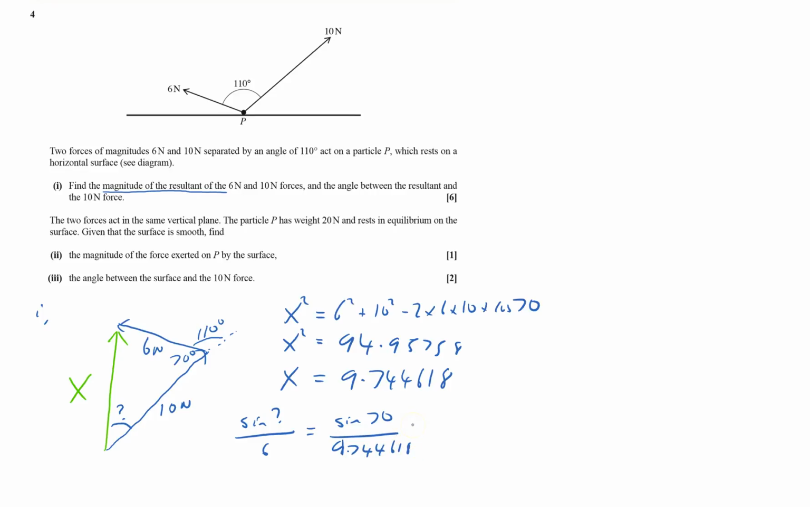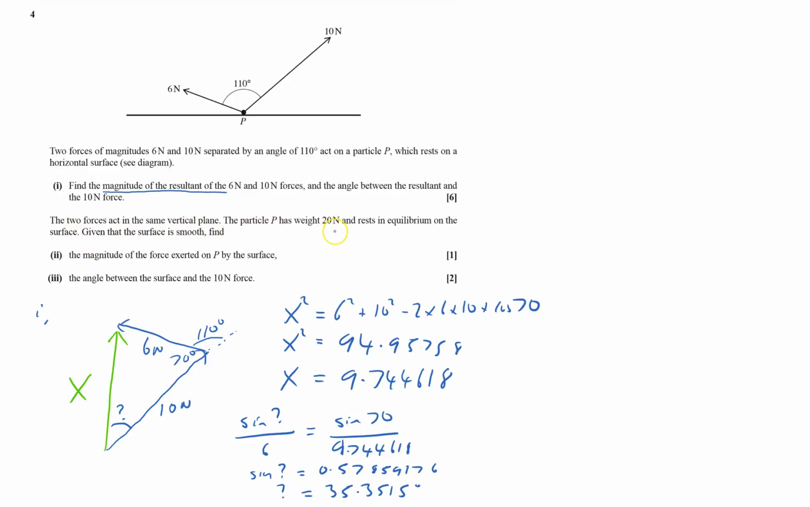9.744618. And if I times everything through by 6, that gives me sine of question mark equals 0.57859176. So the angle equals 35.3515 degrees. Obviously, you round them to 3 significant figures. So that's that bit.